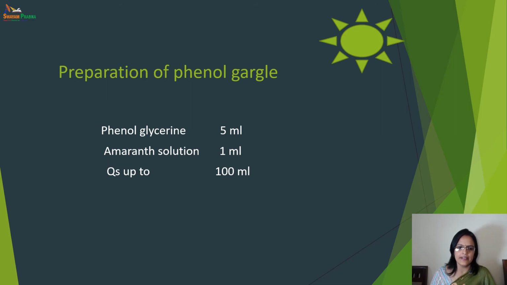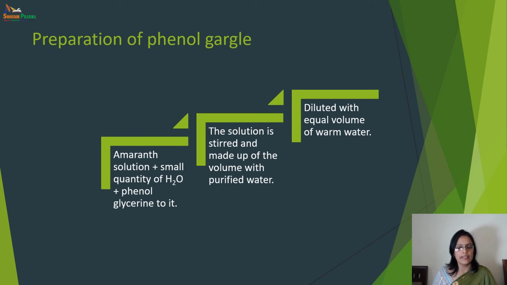There is another formula of phenol gargle, phenol glycerin and amaranth solution and water up to 100 ml. So this is another formula. Okay, look at the procedure. Amaranth solution plus small quantity of hydrogen peroxide plus phenol and glycerin to it. The solution is stirred and made up of the volume with the purified water. Then diluted with equal volumes of warm water.